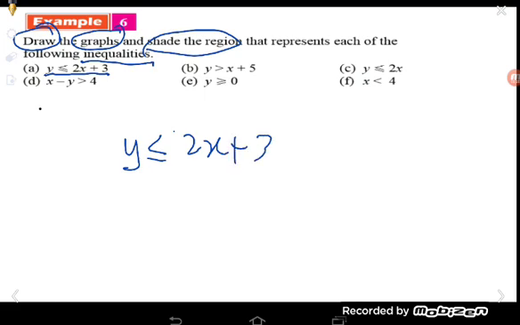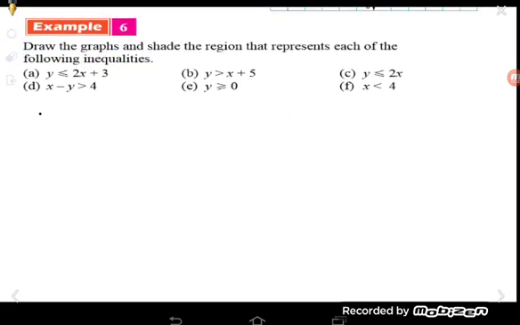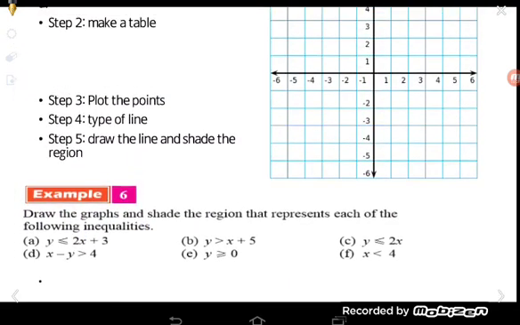How to draw? Last time when I taught you under the topic of straight line, how do you draw the straight line? You cannot use this symbol. You have to change into y equal to x plus 3. Then, only then you can draw the graph. So, we go step by step.